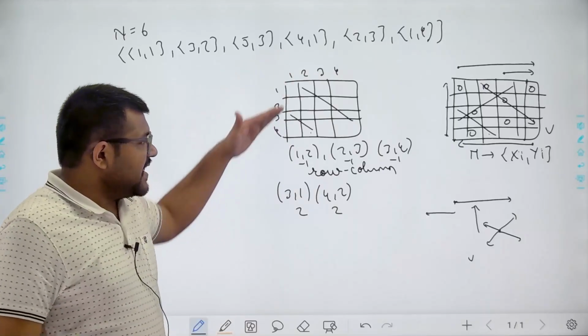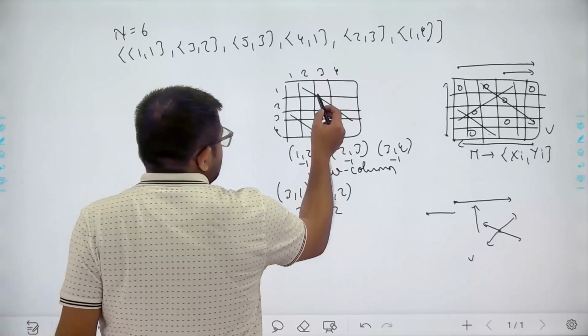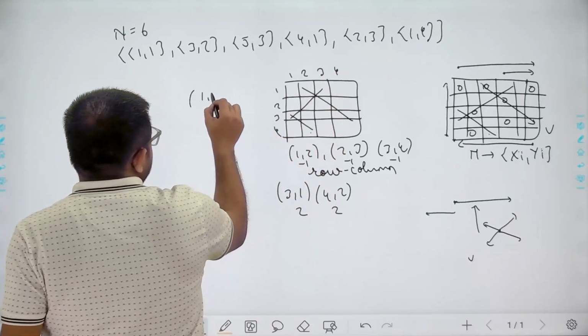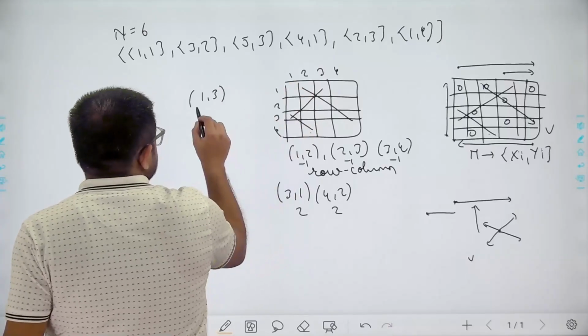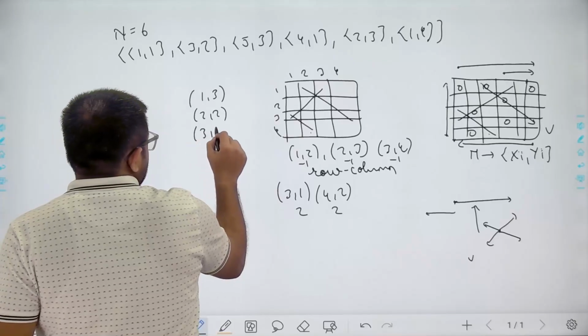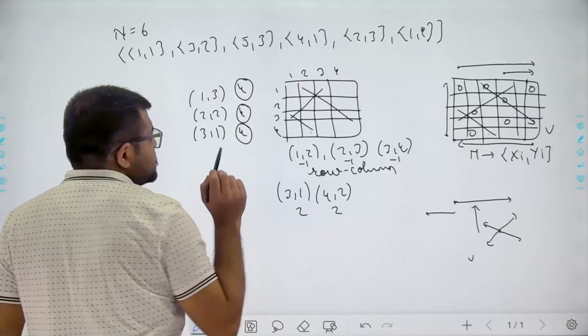Similarly, for all the secondary diagonals, row number plus column number will remain constant. For example, let me consider this one. The first element is first row third column, second is second row second column, and this one is third row first column. So here the sum is 4, here also the sum is 4, here also the sum is 4.